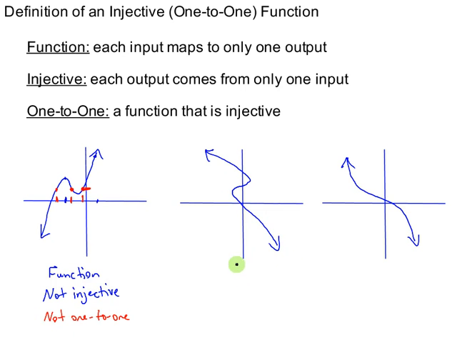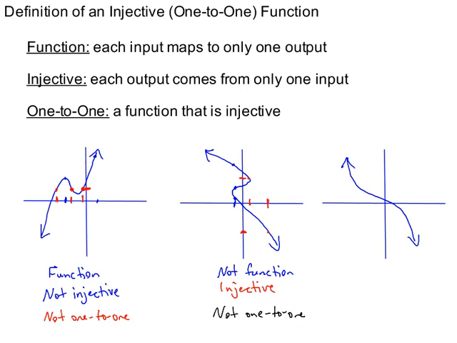Okay, this example is not a function because, for example, this input has this output, and this output, and those three y values, so not a function. This graph is injective though because if you pick any output, you get a single input. So this output has one input, this output has one input, etc. There's no place where you get more than one input for an output. And finally, it's not one-to-one because it doesn't satisfy both conditions again.